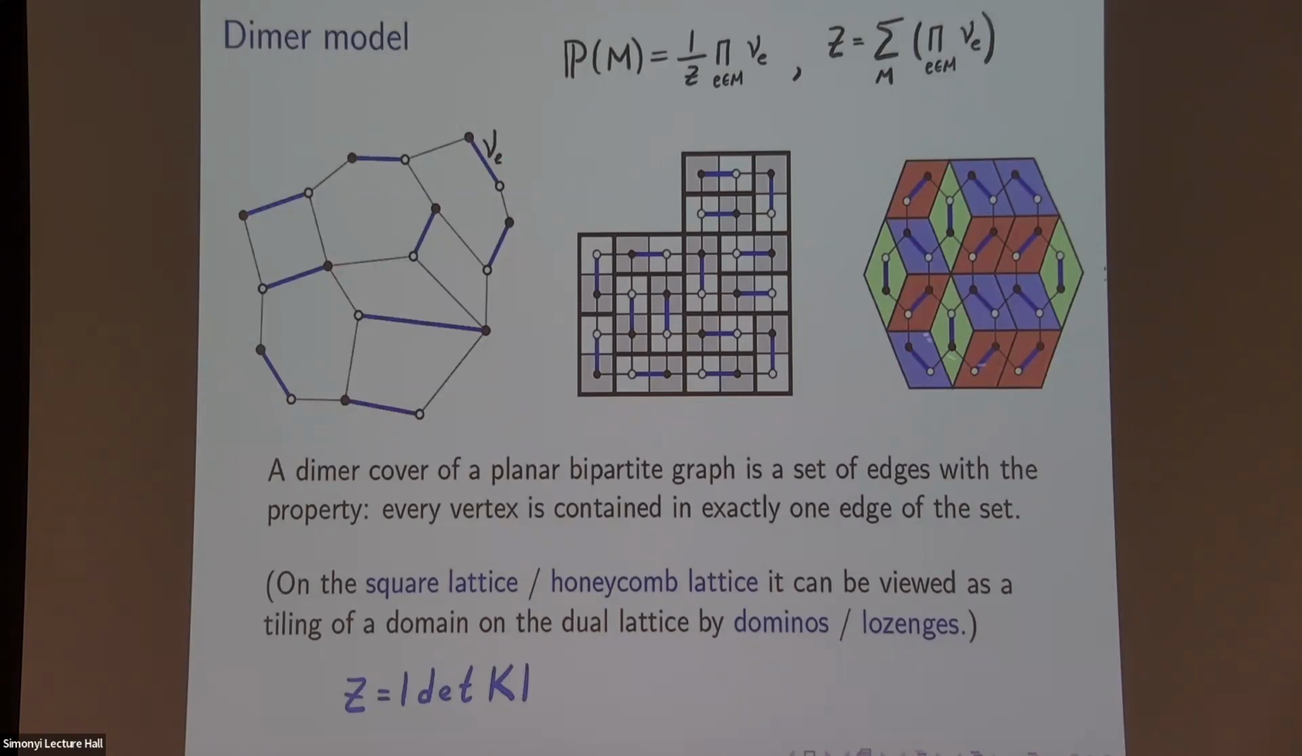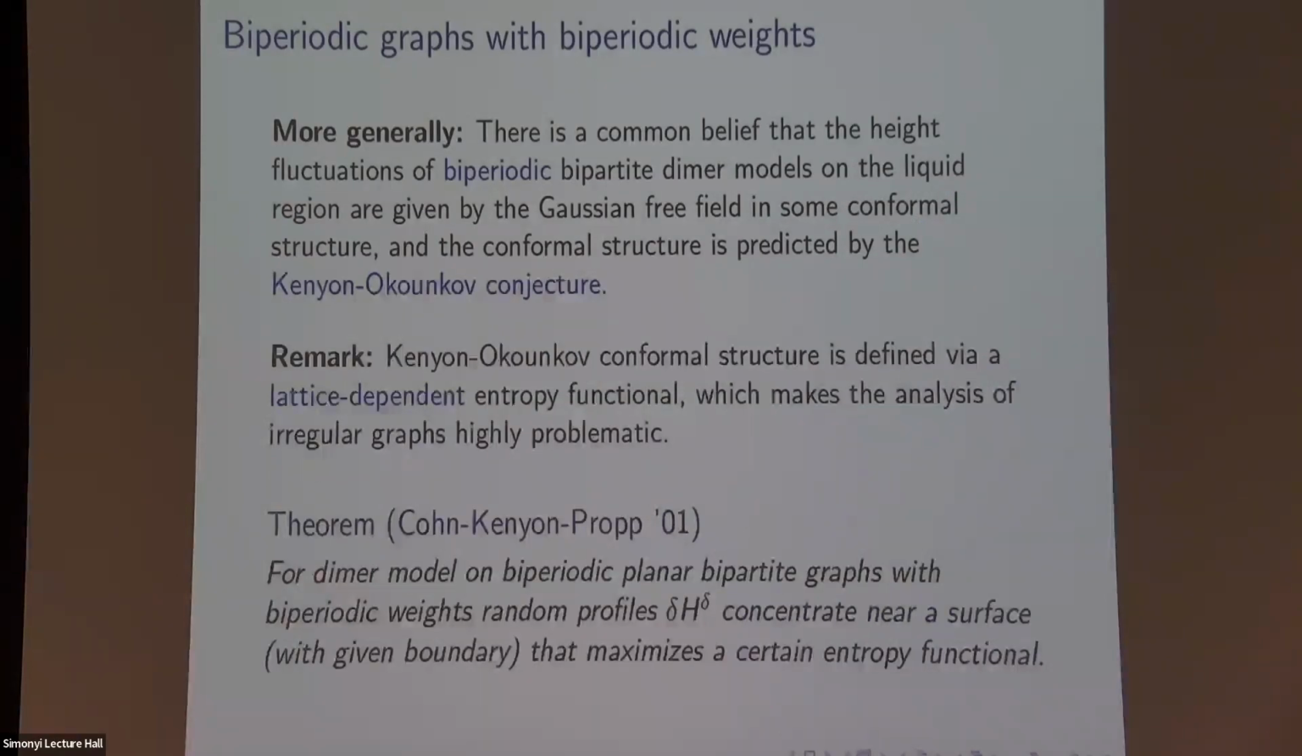So, and this is a particular case of the dimer model when we deal with lozenge tilings. So what is known? First of all, as I said, there is a limit shape result. For the dimer model on biperiodic planar bipartite graphs with biperiodic weights, it is known that the normalized height function concentrates near a surface which maximizes a certain entropy functional.